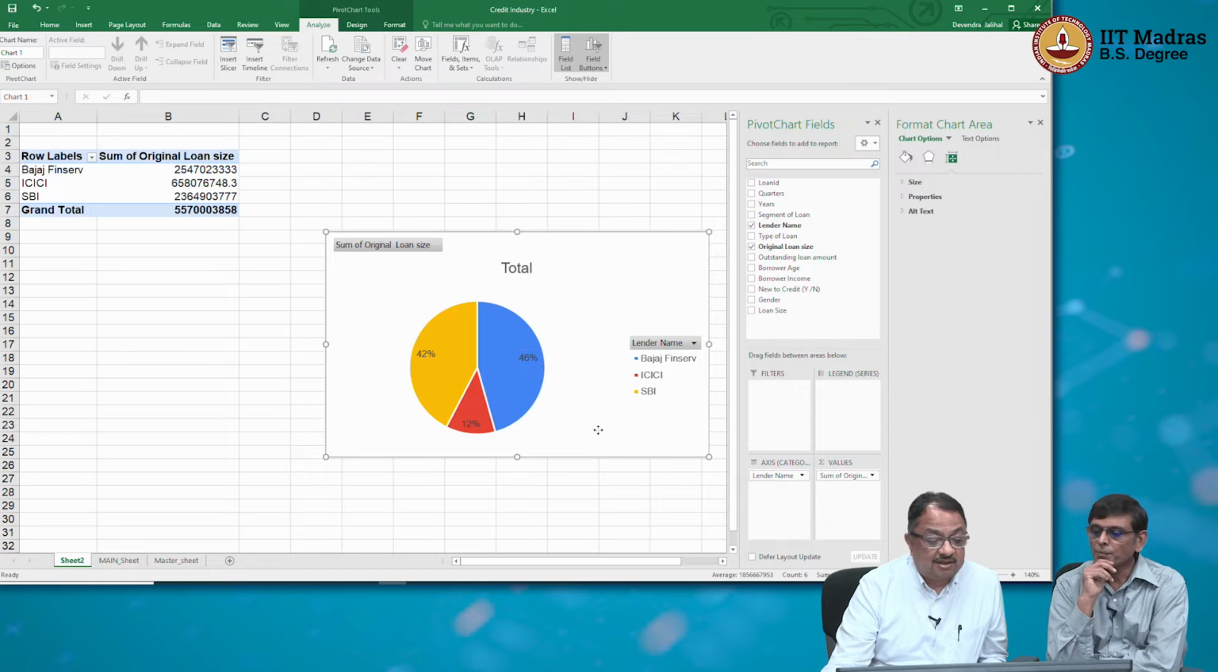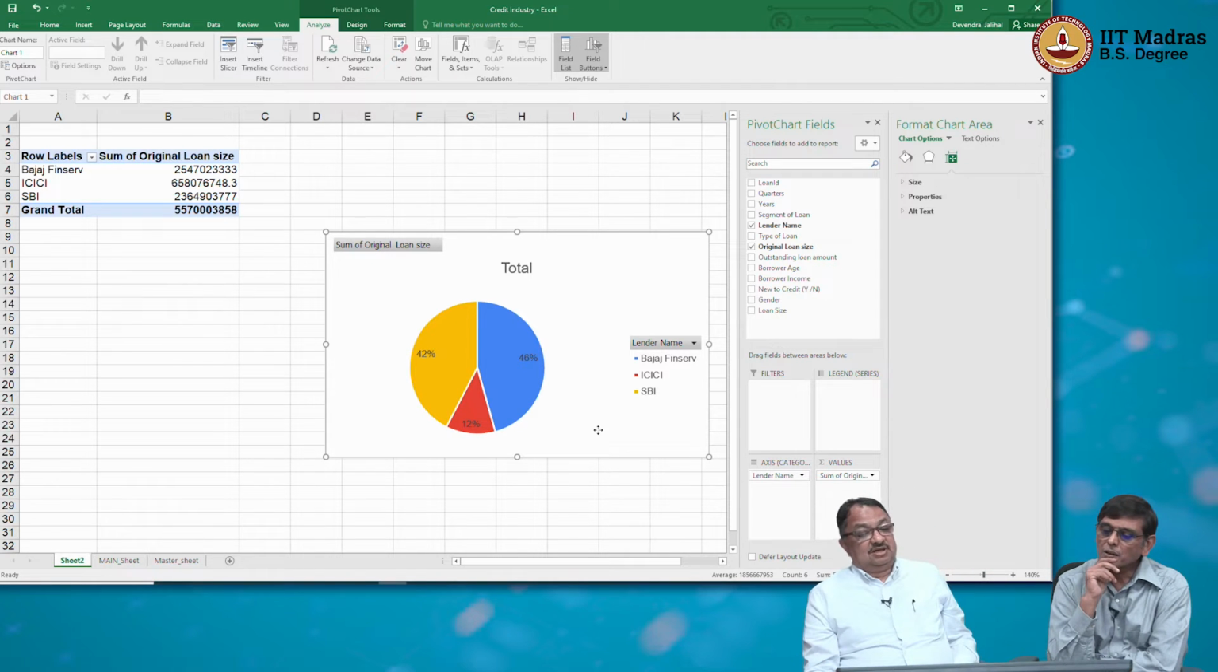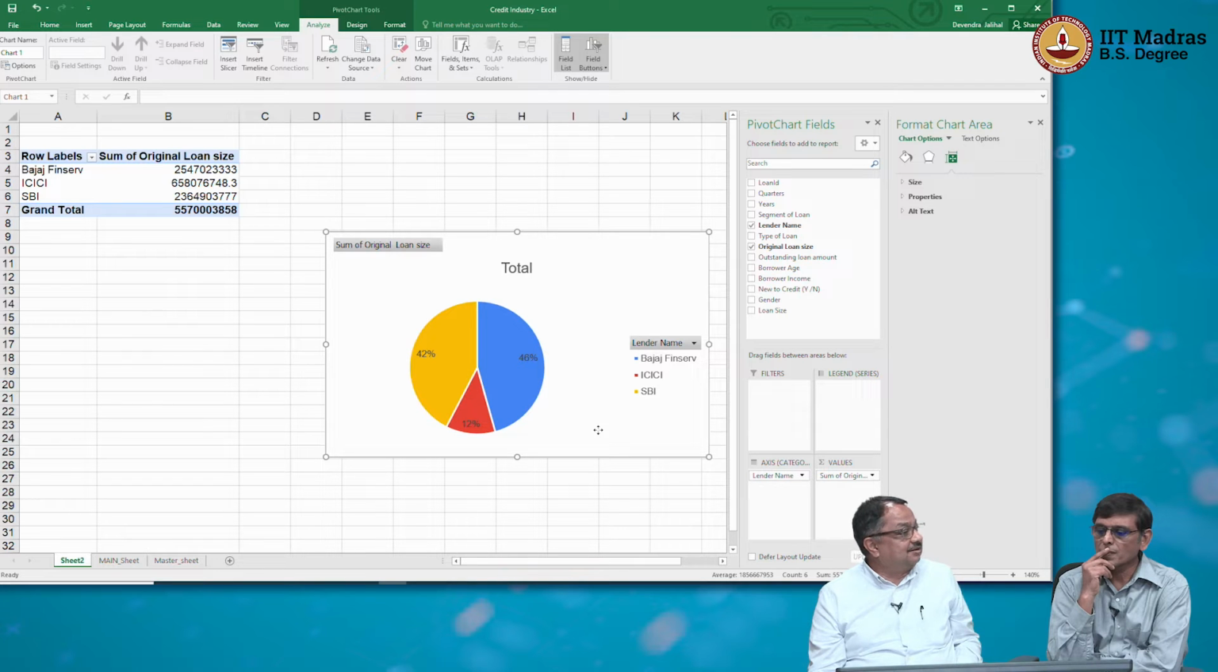Okay. So 46% of the value of loans was given out by Bajaj Finserv or by NBFCs, 12% were given out by private banks, and 42% were given by public sector banks.